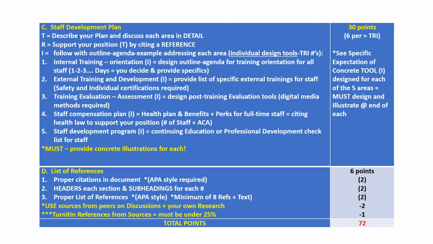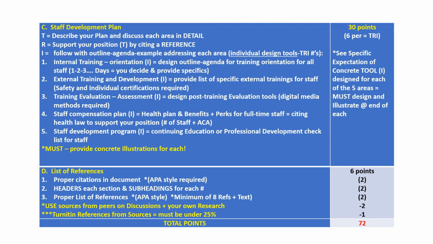Number 5, your staff development program. This is where we were talking about continuing education and professional development. All the things we're doing in the class are examples of that. Again, provide concrete illustrations for each to get the points for the I. Again, 30 points here. You can see it's a big section.